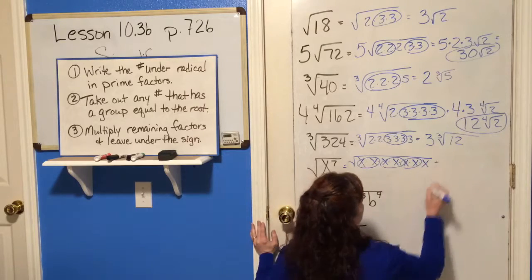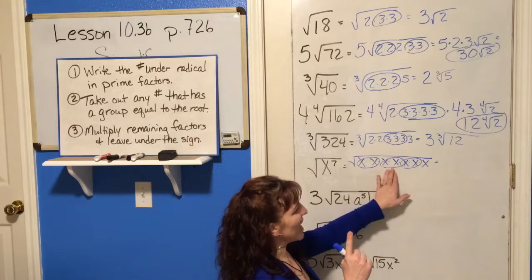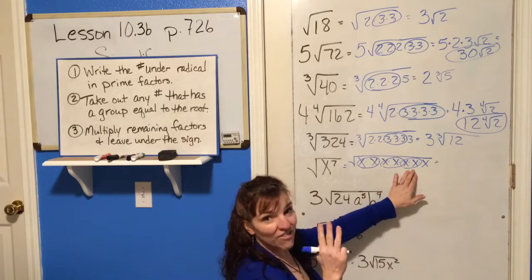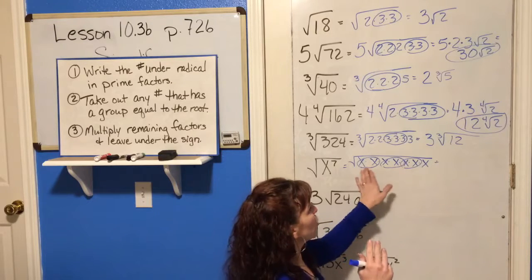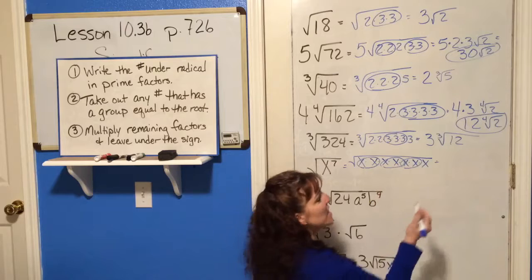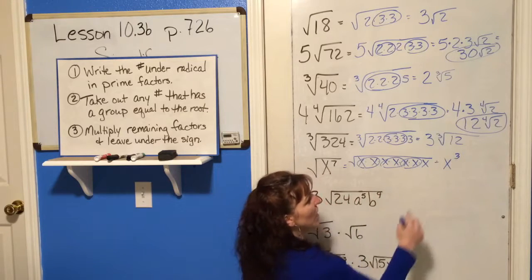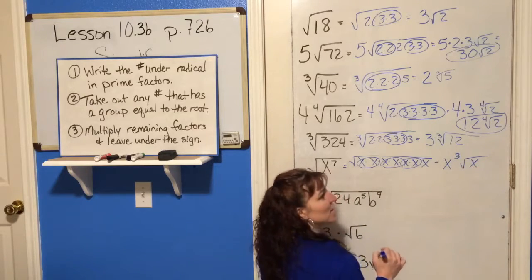Now, here's the crazy thing. So we took out this pair and we have an X. We take out this pair, we have an X. We take out this pair, we have an X. So we have 3 factors of X. So 1, 2, 3 sets. So we can say X to the 3rd power. And there's 1 left and it has to stay under the box.